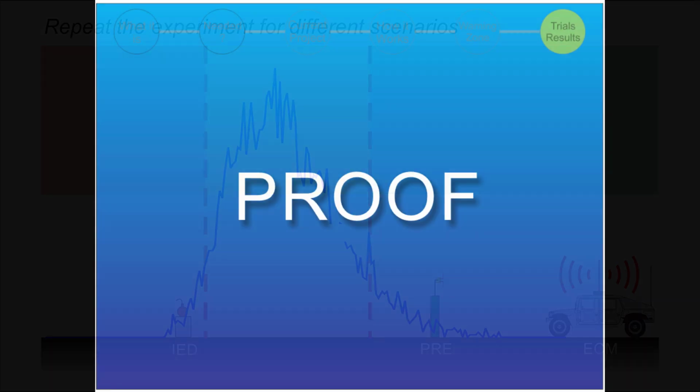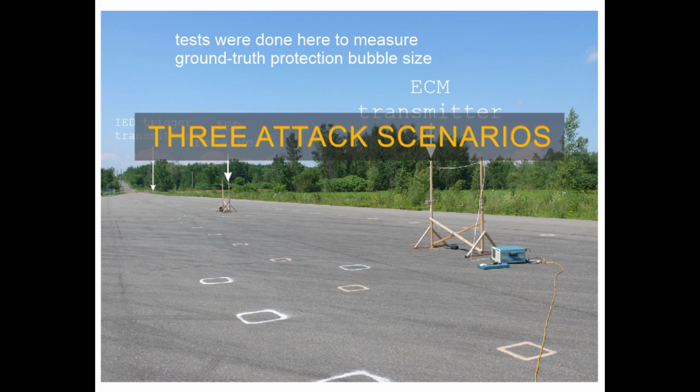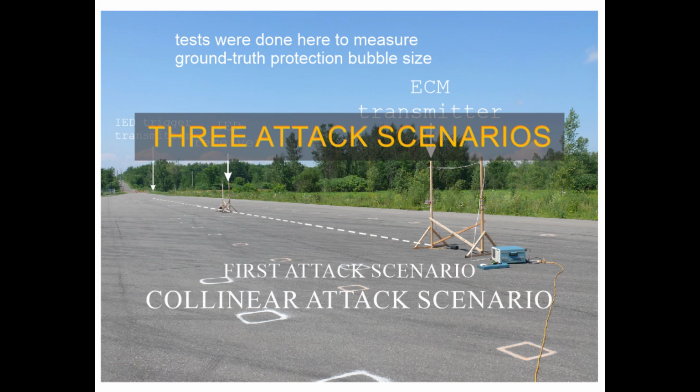Okay, what proof is there that this thing works? Well, I did tests to measure the ground truth protection bubble size, and here's how it worked. There was an ECM transmitter, there was an IED receiver, and an IED trigger transmitter at the far end of the range. There were 3 attack scenarios, and this is the first attack scenario. I called it the collinear attack scenario because all 3 elements are on a straight line. And I looked at the ECM protection bubble size for a high power ECM transmitter, a medium power, and a low power. So the device should work for all those 3 cases. Okay, so I checked that.